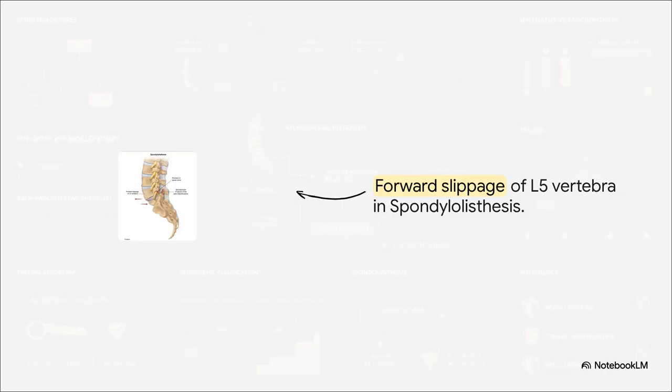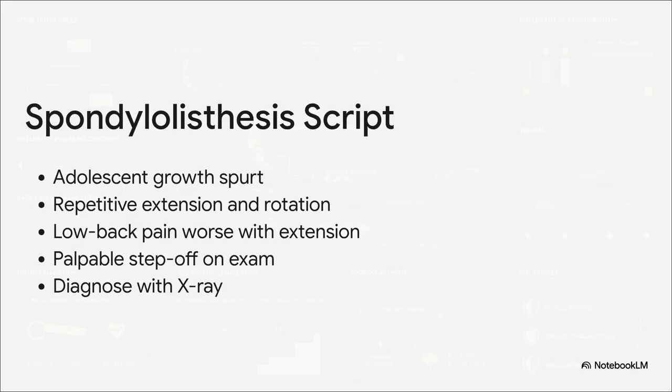Now take a look at the forward slippage of the L5 vertebra over S1 here. That's your visual anchor for spondylolisthesis. It's a classic structural defect, often stemming from bilateral fractures of the pars interarticularis, which is known as spondylolysis, progressing to actual vertebral displacement. You've got to instantly recognize this classic clinical script.